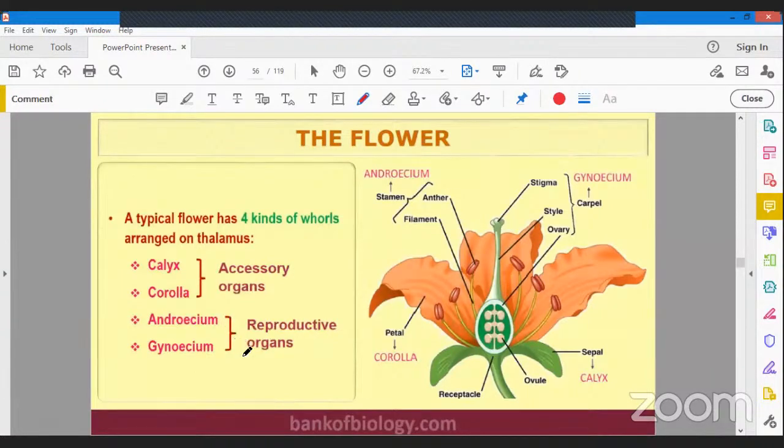Then androecium and gynoecium are called reproductive organ whorls, or essential whorls. So what does essential mean? Either androecium or gynoecium or both will be present in a flower. So take it down.